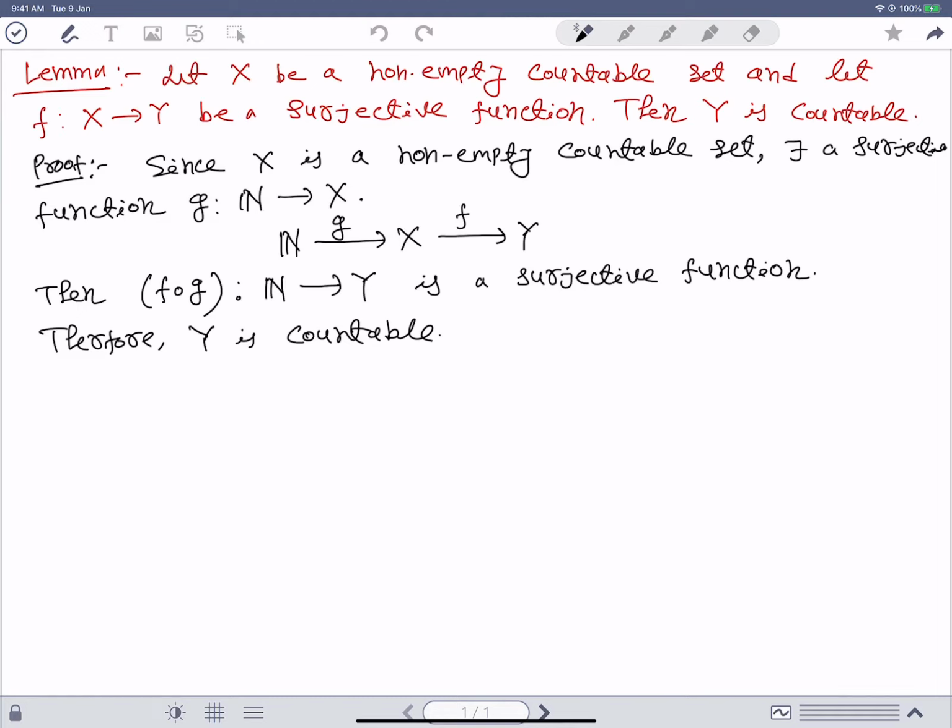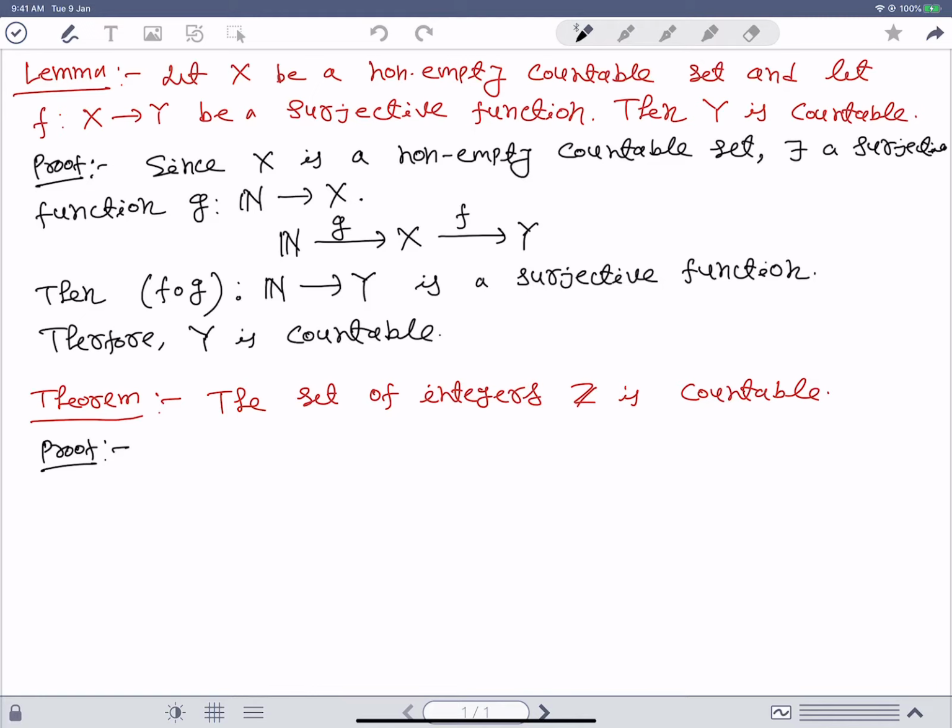Right? Now by using this we shall prove that the set of integers and the set of rational numbers are countable. We can write it as a theorem. So first of all, the set of integers Z is countable. There are several ways to prove this one. Here I shall prove this one by union of three countable sets.